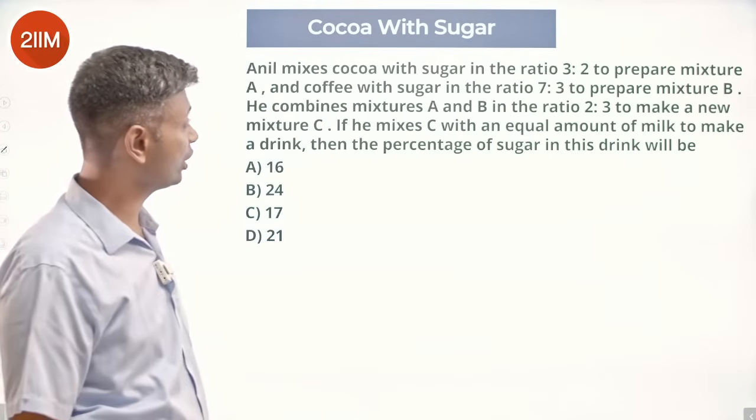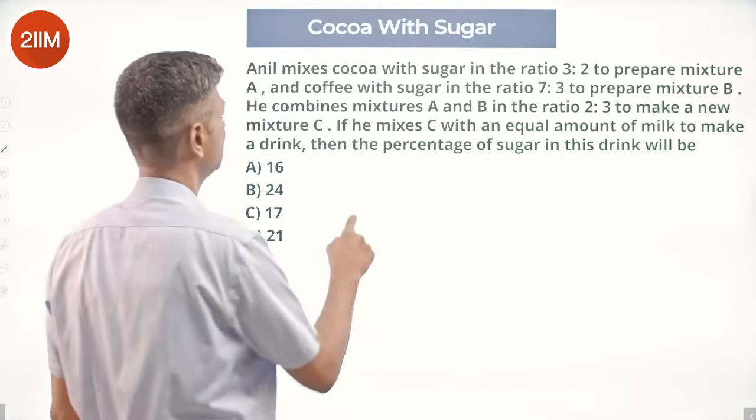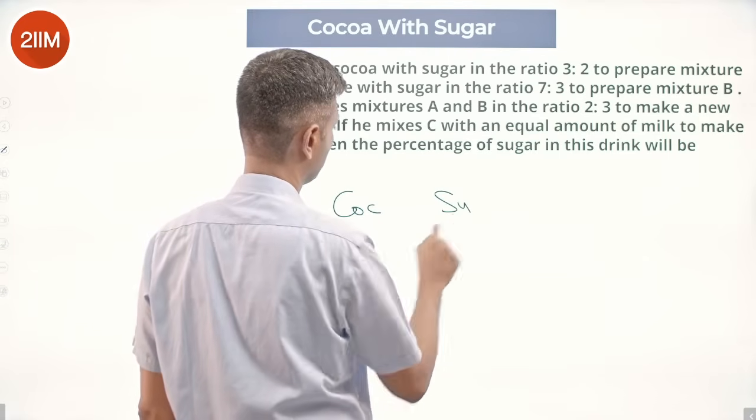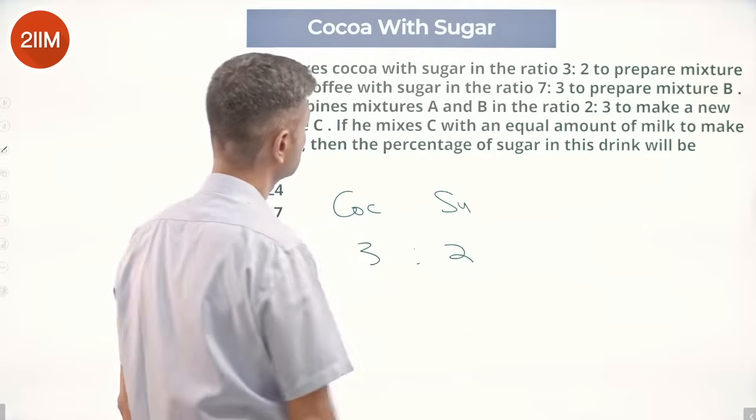Anil mixes cocoa with sugar in the ratio 3:2 to prepare mixture A. So cocoa with sugar 3:2.